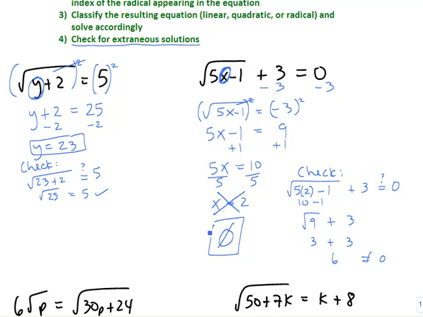One way that you could have noticed that we would get no solution is back at the beginning of the problem. When we subtracted 3 right here, we ended up with square root of 5x minus 1 equals negative 3. You might have noticed from here that this is impossible. We have a positive square root on the left side. There's no way that a positive square root is going to equal a negative number. So right away you could have seen that that's not possible, so there's going to be no solutions.